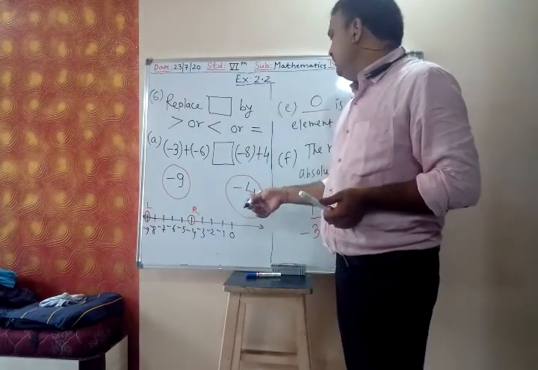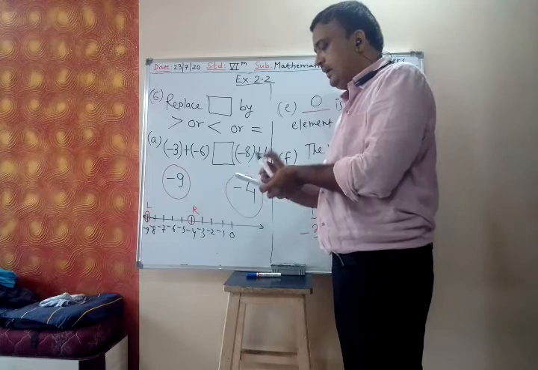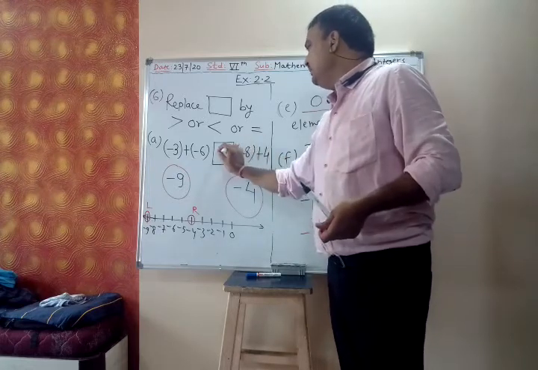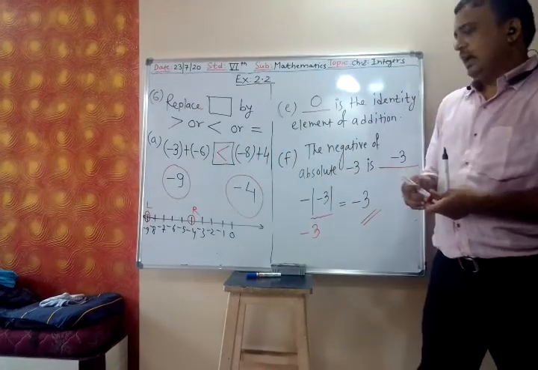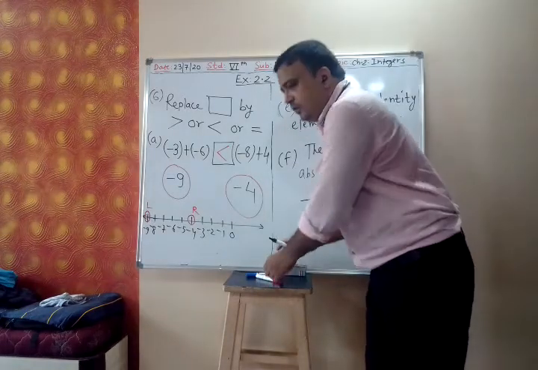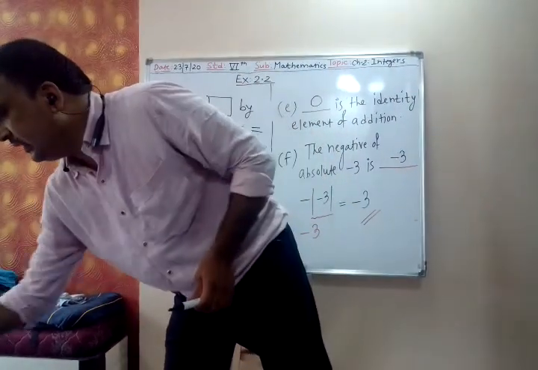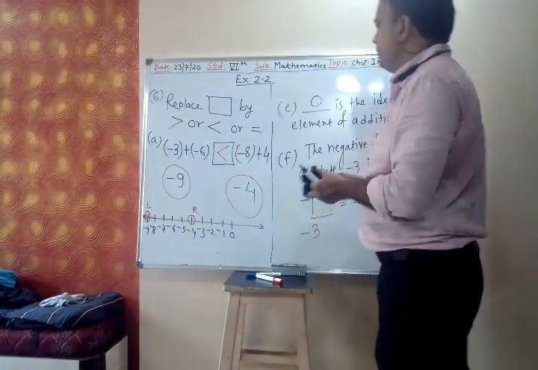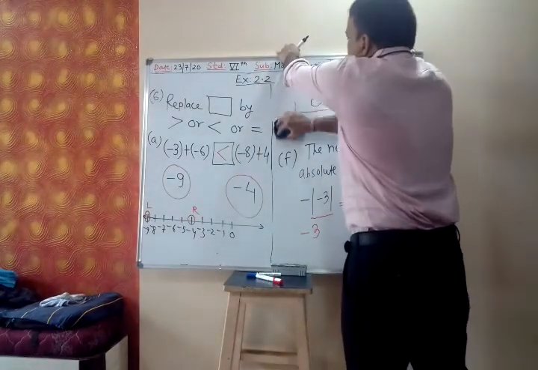Which number is on the right? Minus 4. So this will be bigger. This number is bigger. Yes, no problem. If you know that out of minus 9 and minus 4, minus 4 is bigger, then there is no need to draw the number line.